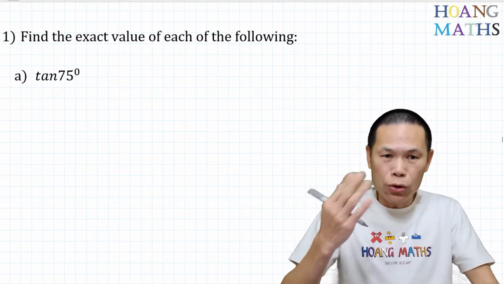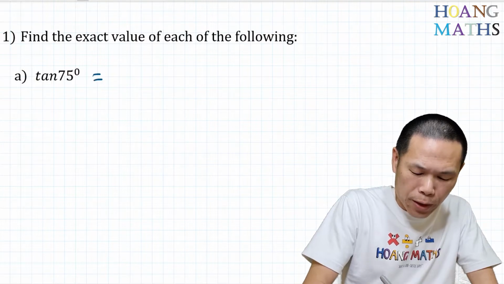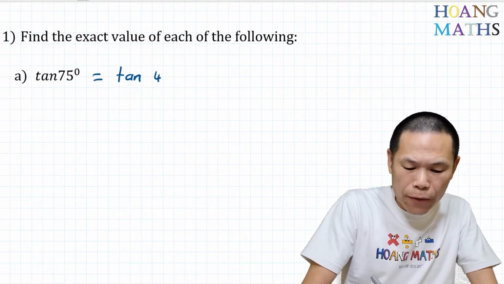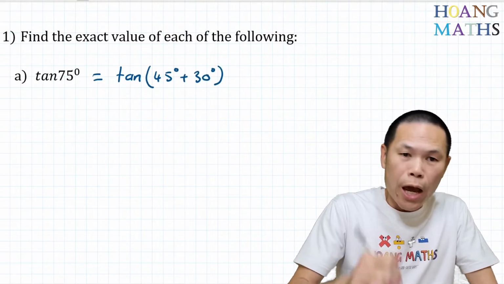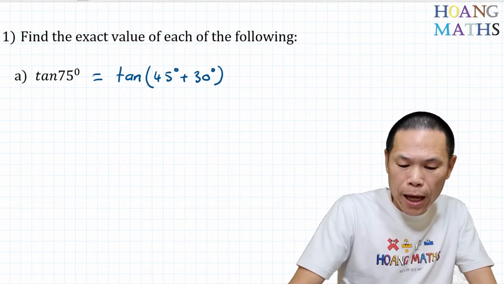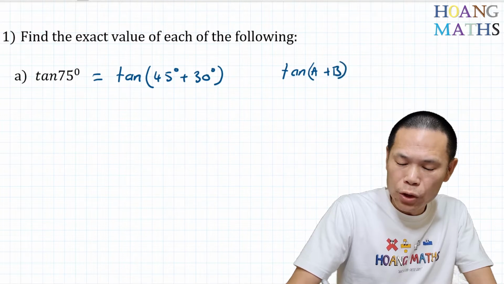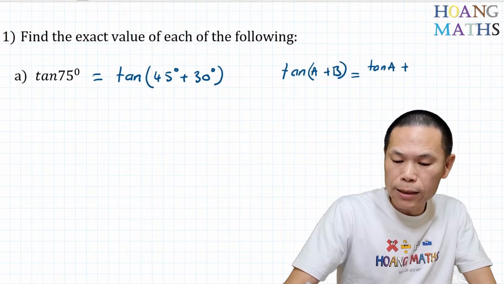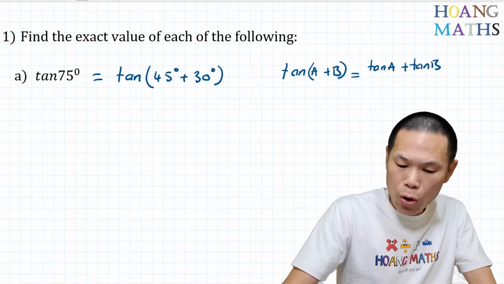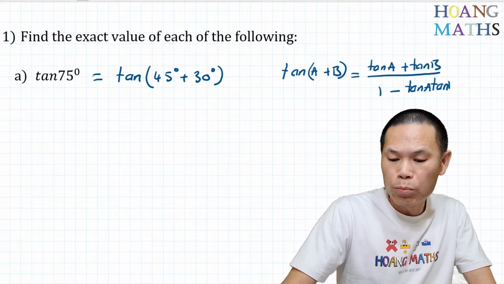So first of all, let me just write this down. Tan of 75 degrees is equal to tan of 45 degrees plus 30 degrees. And we know the trig identity for tan of A plus B, so that will give me tan of A plus tan of B over 1 minus tan of A times tan of B.